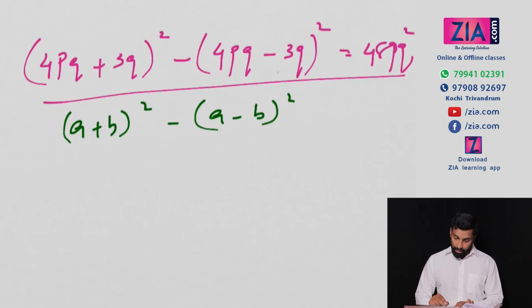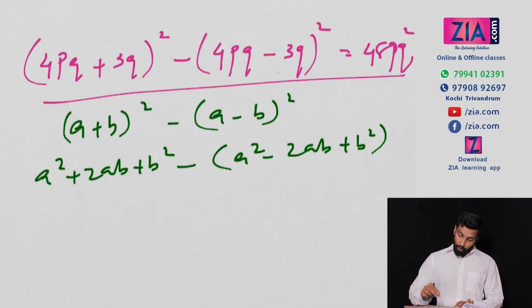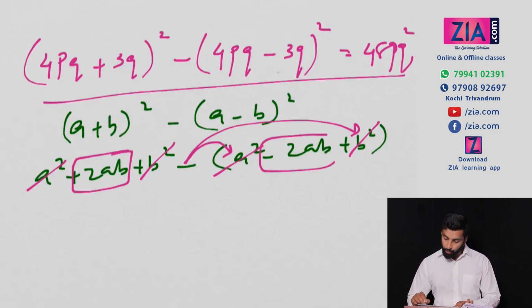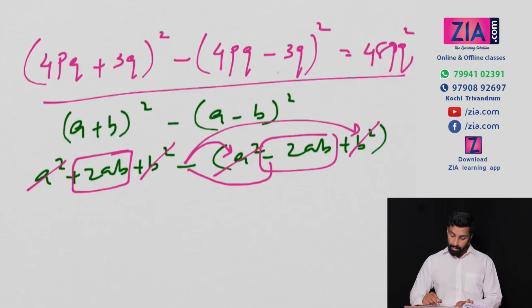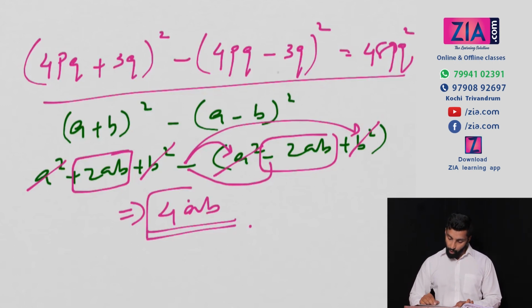So what is a plus b whole square? a square plus 2ab plus b square, minus a square minus 2ab plus b square. So if you open this bracket, this is a square, this is minus a square, which gets cancelled. Then this is b square and this is minus b square. Why? This minus will go here, this minus will go here also. That gets cancelled. What about this 2ab? This 2ab and minus 2ab will become plus because of this minus. So you will actually get 4ab. So a plus b whole square minus a minus b whole square is actually 4ab.